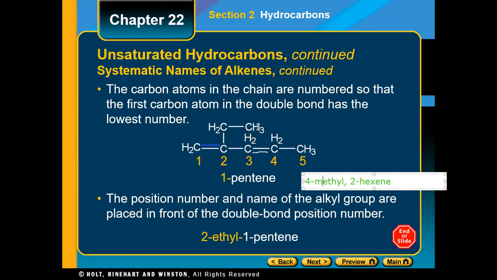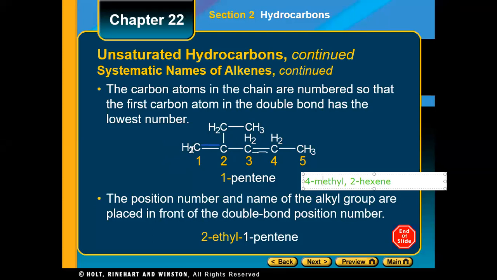Second, I have to number the carbons. The double bond has to be closer to the end that has carbon number 1. So this is carbon number 1, carbon number 2, carbon number 3, 4, 5, and 6, right? Then we look for the branches. If this is the main chain, do we have any carbons that are not part of the main chain? Yes, this one.